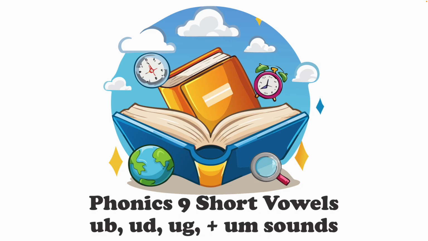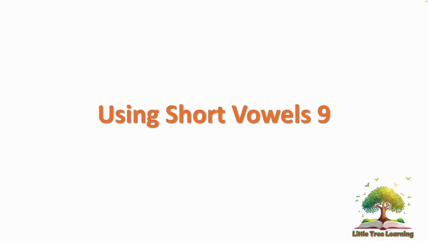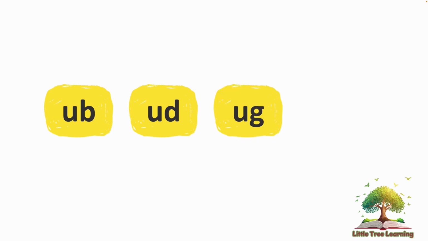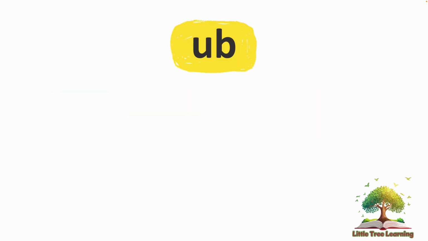Let's begin. Our lesson today is Phonics 9, using short vowels, ub, ud, ug, and sounds. Ub, ud, ug, ub, ud, ug, ub.